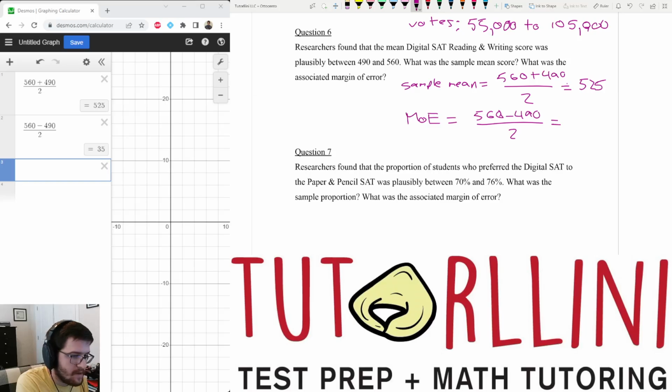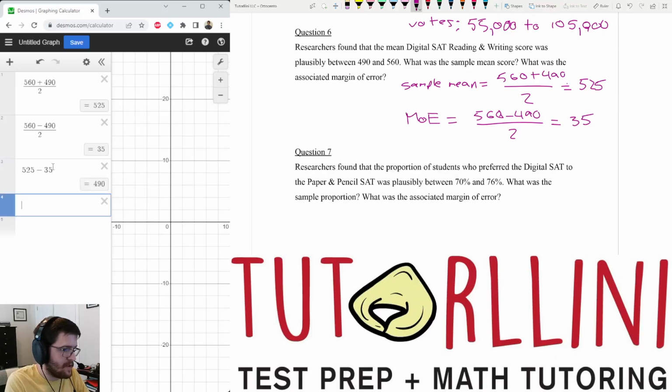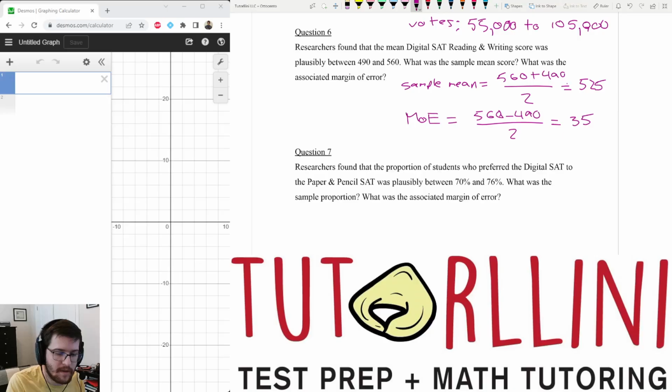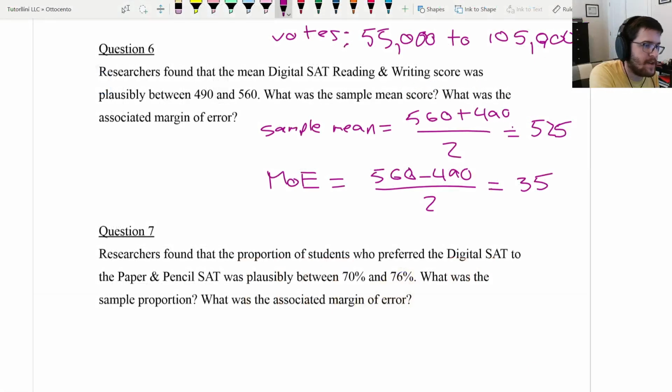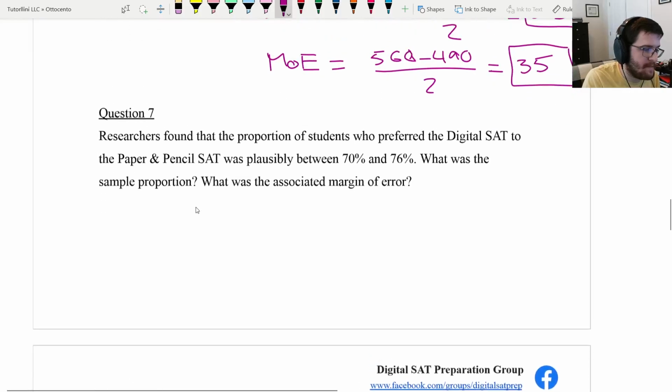And the margin of error is 35. And I would always just do a quick check. Does it get you what you started with? Okay, 525 minus 35 gives us 490, and then 525 plus 35 is 560. Okay, so it seems like we did a good job with that. So great. That is it for that one. Those are our 2 answers. Let me put a box around that.